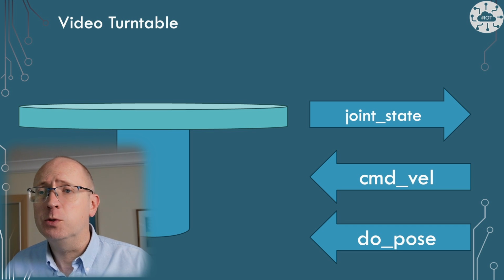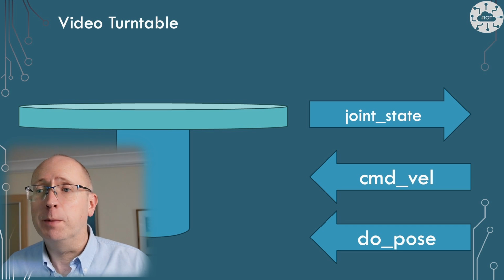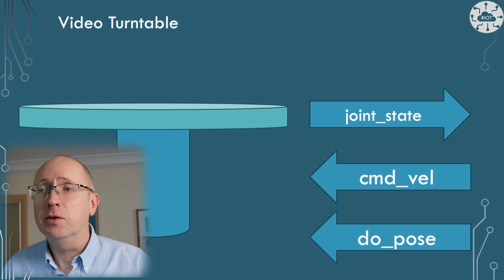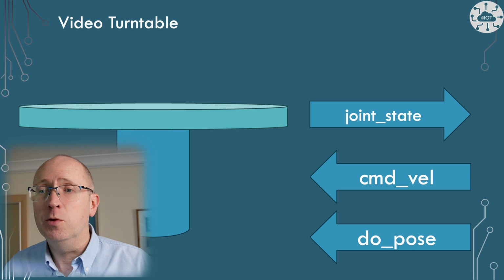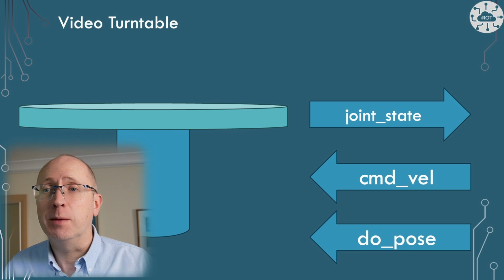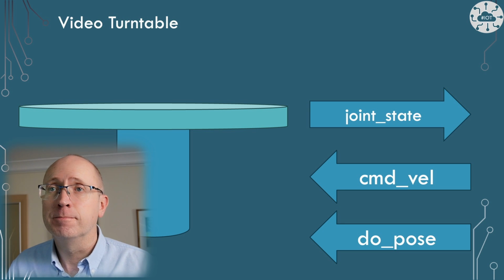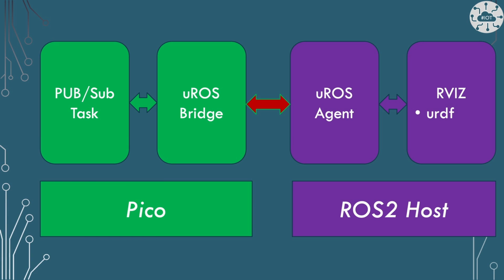And then we've got a do pose, which is going to be a PoseStamped message, and that's going to provide us with a target position we want the turntable to move to and to reach at a specific time in the future. Just like last time, the structure is the same.